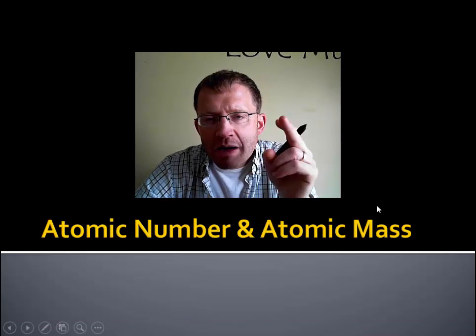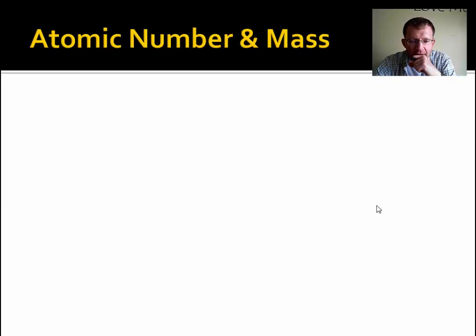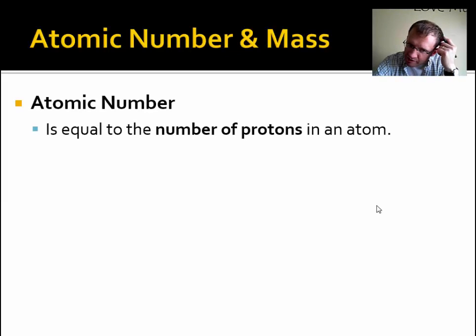So our two topics then on this video are atomic number and atomic mass, and how we use those pieces of information to identify and tell elements apart. Atomic number is simply the number of protons in an atom. This is a very key identifier for any element. It's as unique to the element as your social security number or your student ID number might be to you.